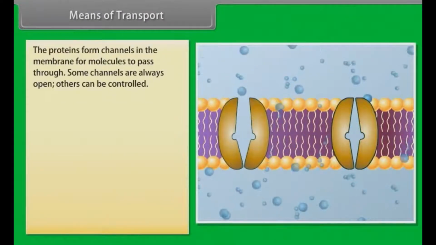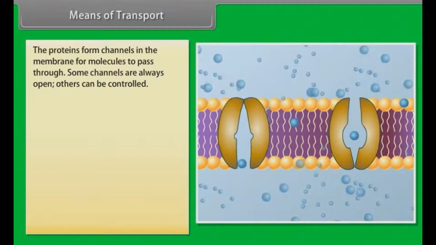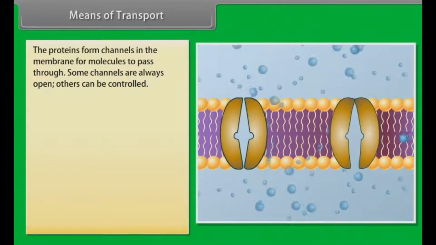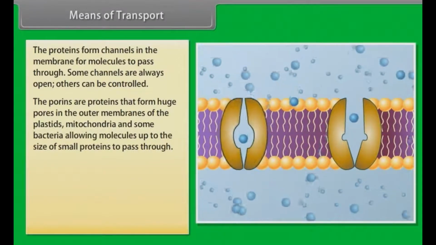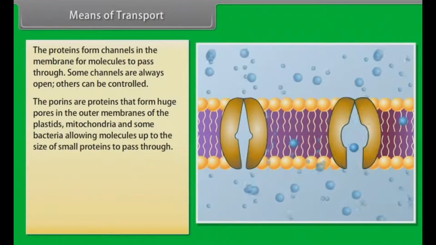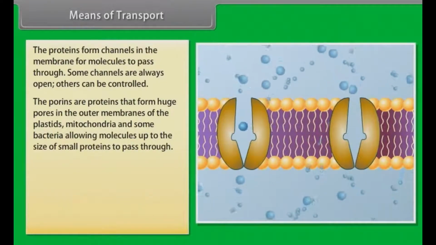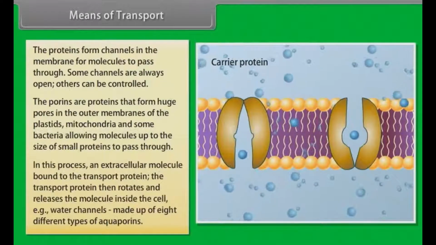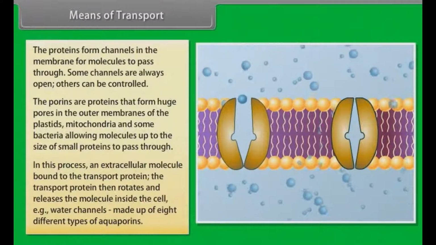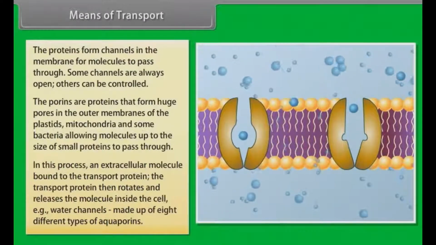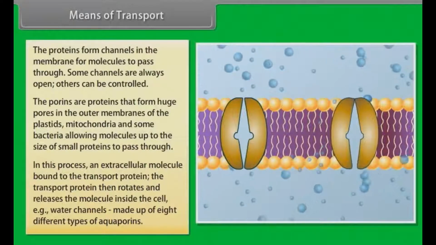The proteins form channels in the membrane for molecules to pass through. Some channels are always open, others can be controlled. Some are large, allowing a variety of molecules to cross. The porins are proteins that form huge pores in the outer membranes of the plastids, mitochondria and some bacteria, allowing molecules up to the size of small proteins to pass through. In this process, an extracellular molecule is bound to the transport protein. The transport protein then rotates and releases the molecule inside the cell. For example, water channels, made up of 8 different types of aquaporins.